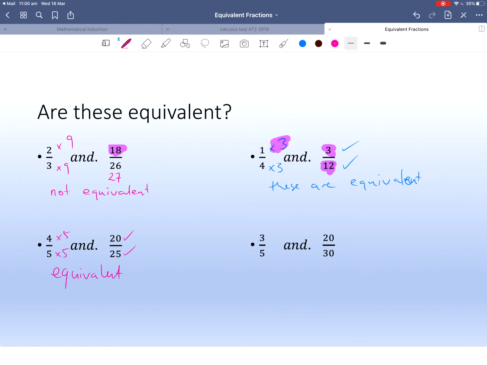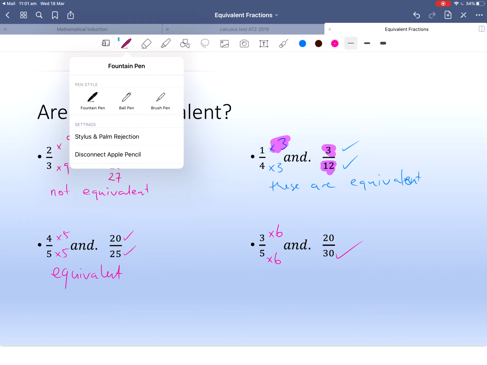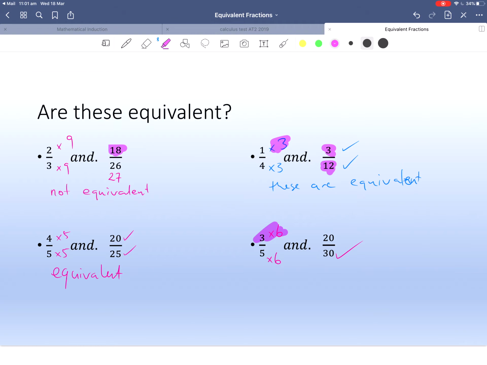Now the next one. 3 times what equals 20? 3 times 6 is 18. 3 times 7 is 21. I don't know how to get that. Let's try the bottom. 5 times what equals 30? 5 times 6. All right, so that's 30. But if I do 3 times 6 at the top, that's 18. So that does not work. So these are not equivalent.